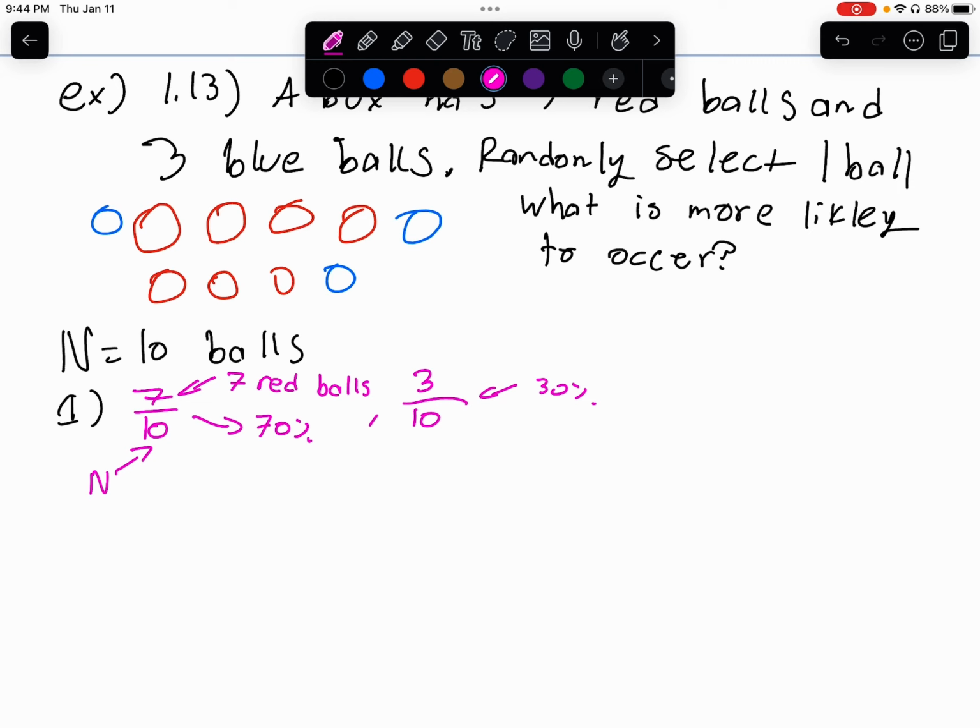So the answer to this question is red. Red is more likely to occur just because when randomly selected, I might pick up a red ball 7 out of 10 times versus a blue ball, which is 3 out of 10.